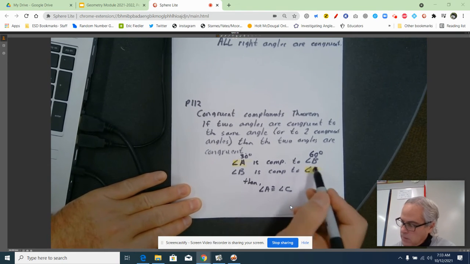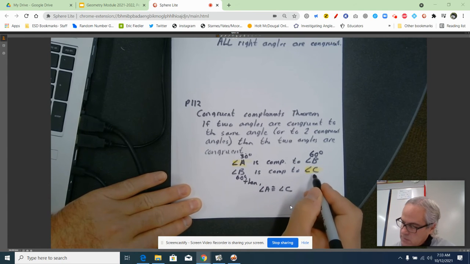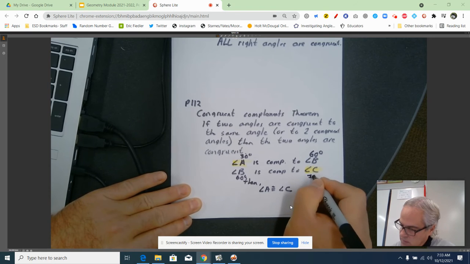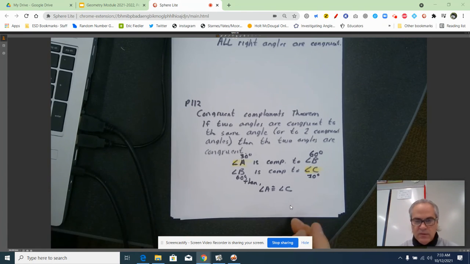Okay, now angle B, we just said or decided, was 60. It's complementary to angle C. So what does angle C have to be? 90 minus 60 is 30. Well, take a look at angle A and angle C. Therefore, they have to be the same.